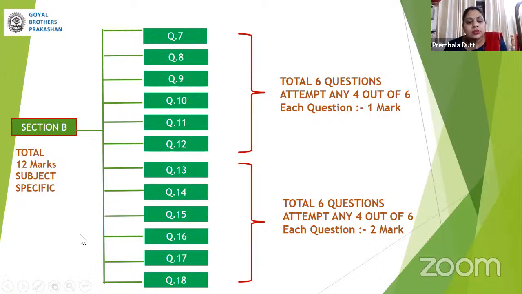Then from question number 13 to 18, again, it consists of 6 questions. They all are of 2 marks, but the student has to appear only for 4. Amongst these 6 questions, they have to appear only for 4 and each consists of 2 marks.